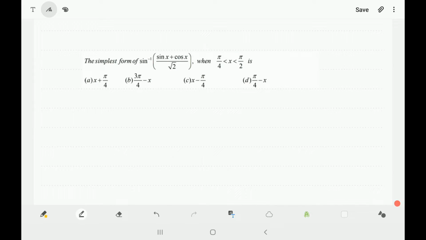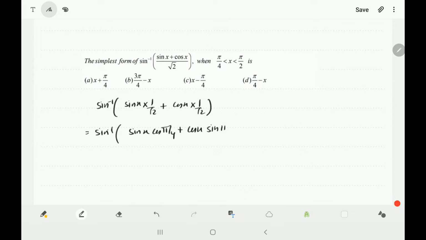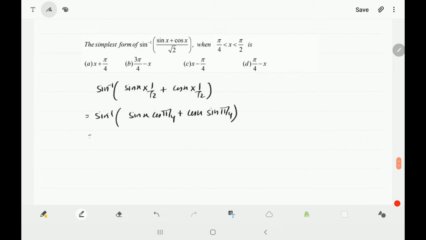In this problem we have to simplify this term if x is in the open interval from pi by 4 to pi by 2. So you can write sin inverse of sin x into 1 by root 2 plus cos x into 1 by root 2. We'll try to simplify the inside term into a formula of sin only. So sin x cos pi by 4 plus cos x sin pi by 4. Can we write like this? Now this term will become sin inverse of sin of x plus pi by 4.